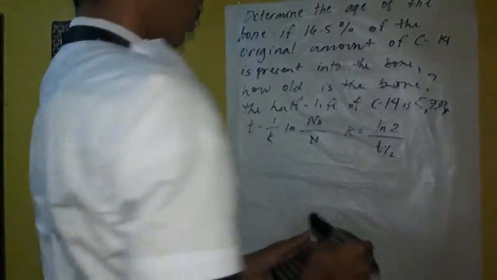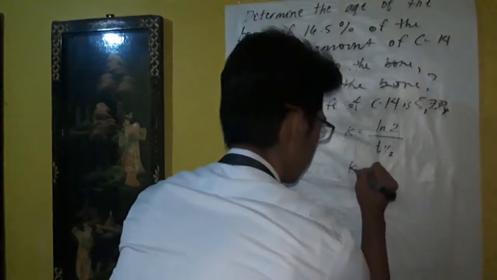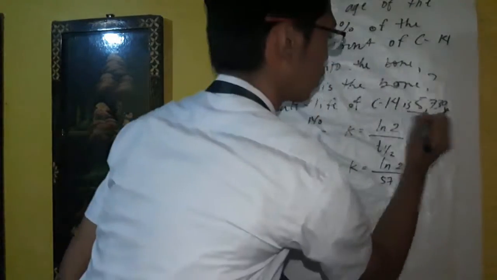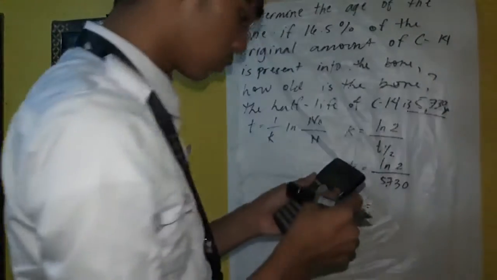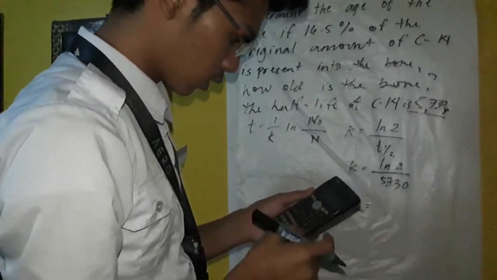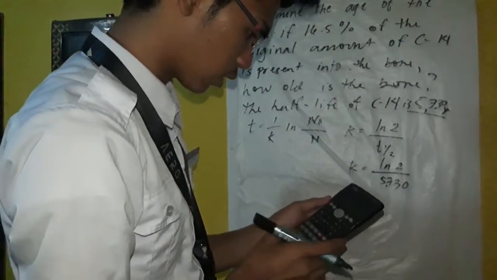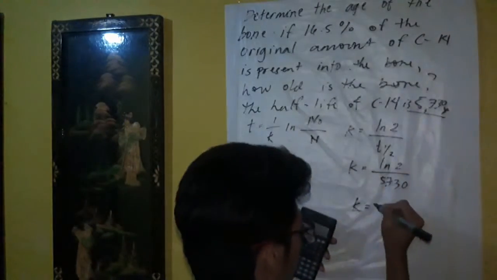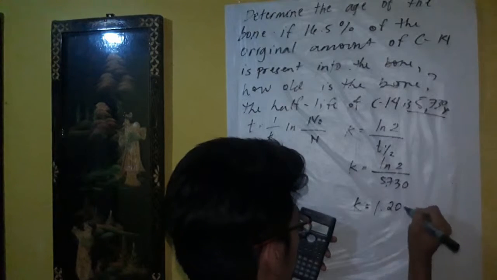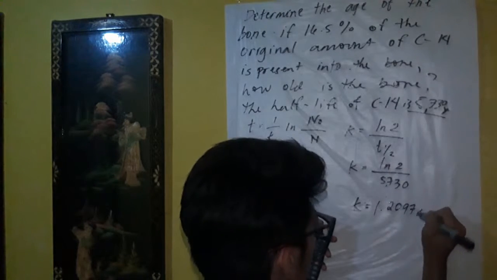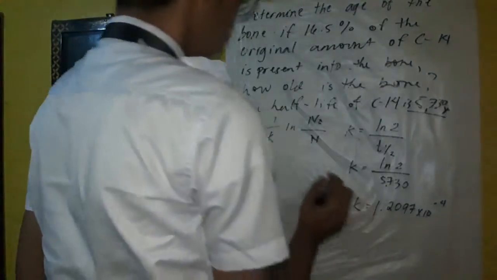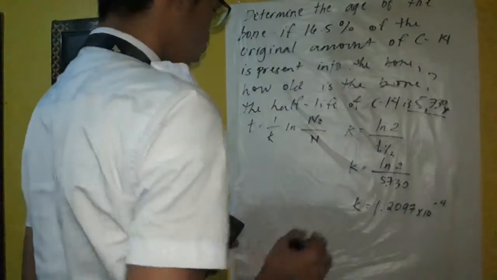So put it in your calculator. k is equal to ln 2 over 5730 years. So k is equal to ln 2 divided by 5730, which is 1.2097 times 10 raised to negative 4. And that's it. Now we have the k, we have the N, we have the N0.